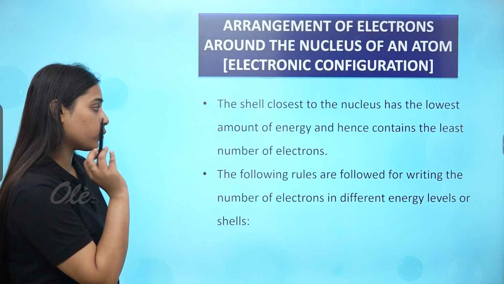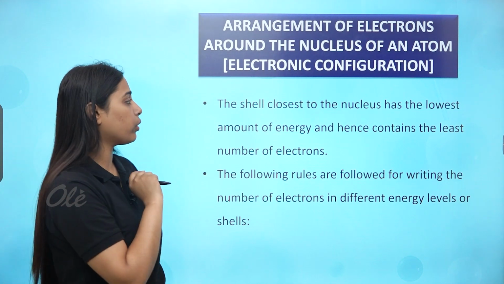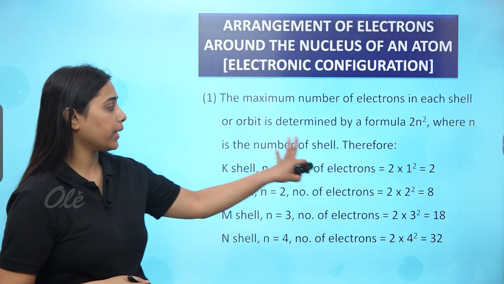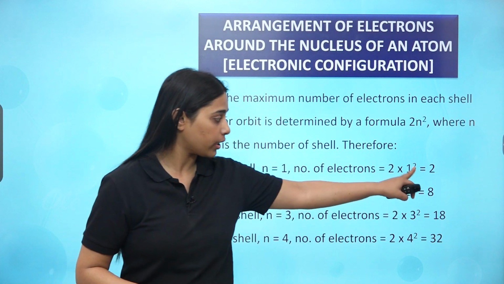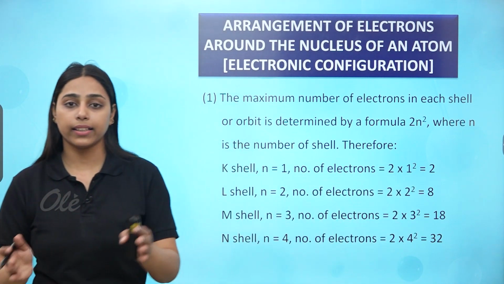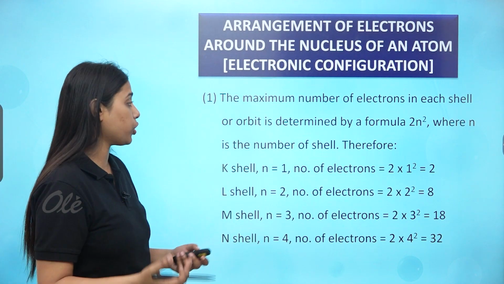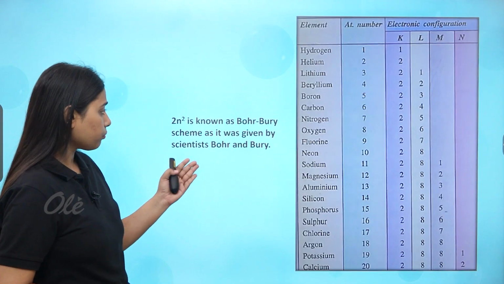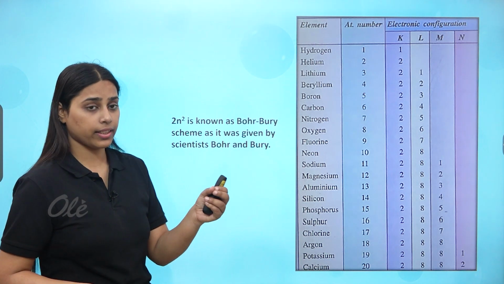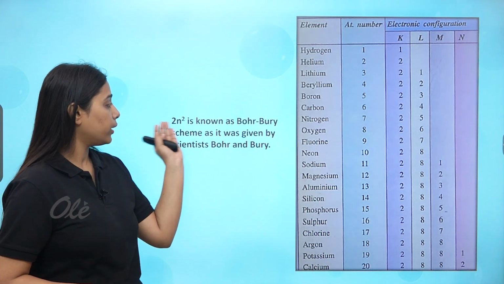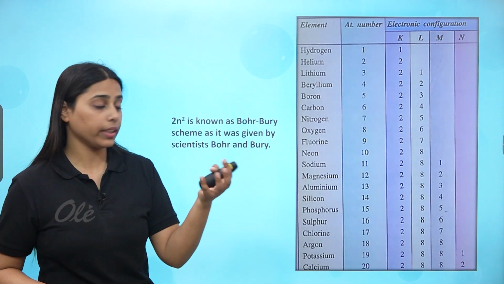The following rules are to be followed for writing the number of electrons. The very first rule I have already explained, that maximum electrons are calculated by the 2n square formula. On the basis of that, the 2, 8, 18, 32 pattern is obtained for the filling of electrons in the energy shells. This table represents the filling of electrons in the shells, and this formula is known as the Bohr-Bury scheme, after the scientists Bohr and Bury.